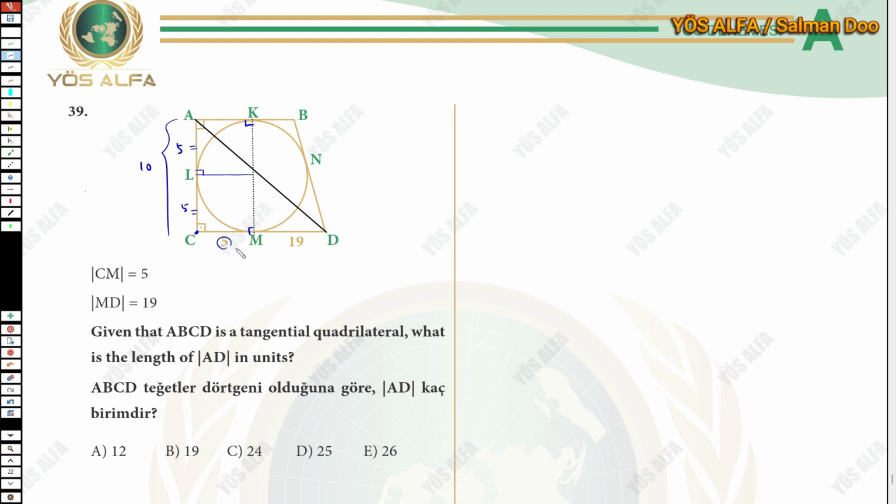This is 10 and this is 24. 10 is the same as 2 times 5 and 24 is the same as 2 times 12. So since it is twice of something, the hypotenuse is also twice of something. That something is 5, 12, so we have 13 over here. So the answer is 26, E.